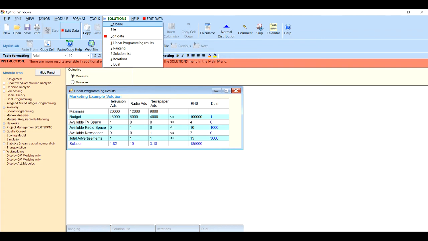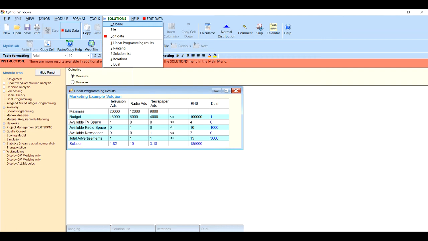we've got a viable solution. We have 1.82, 10, 3.18, 185,000. What that tells us is our ideal situation is, as we said, radio is pretty good. We want to do the full 10 radio commercials. Newspaper, we want to do 3.18 commercials. And television, 1.82. Now, we'll talk about the impossibility of 1.82 commercials in the next chapter.